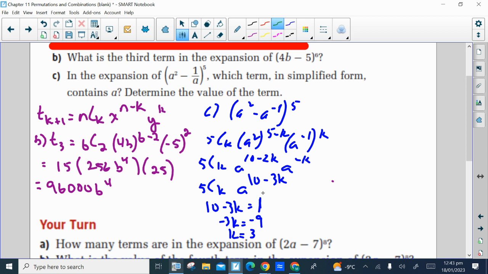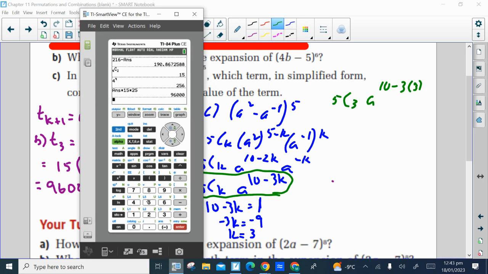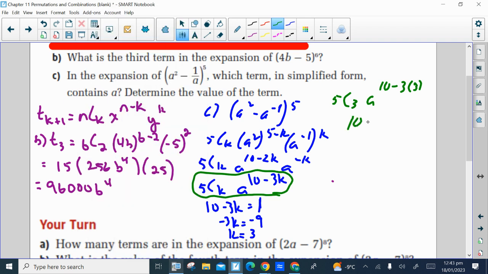So all we now have to do is let k equal 3 in this simplified expression that we have there. So it'll be 5c3 a to the 10 minus 3 times 3. 5c3 is 10, and you're going to have a to the 1, or just a.